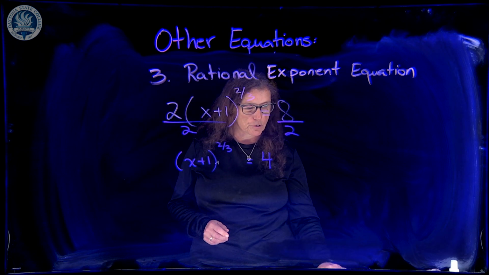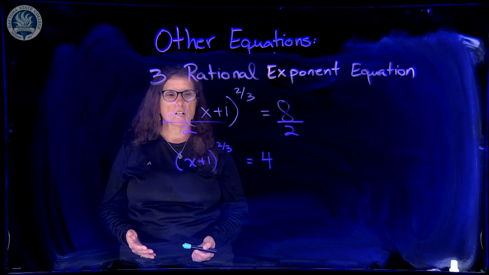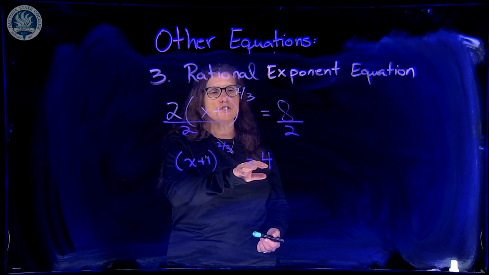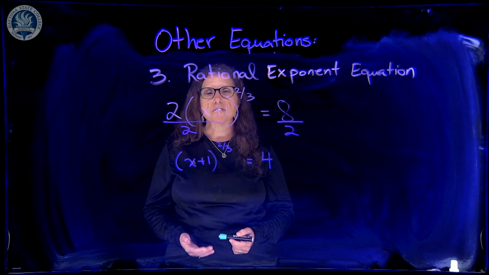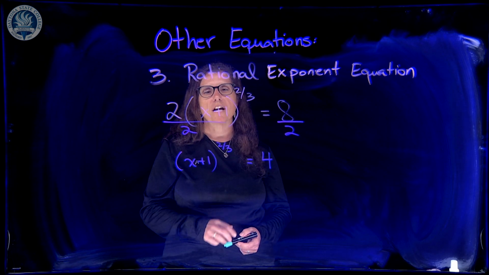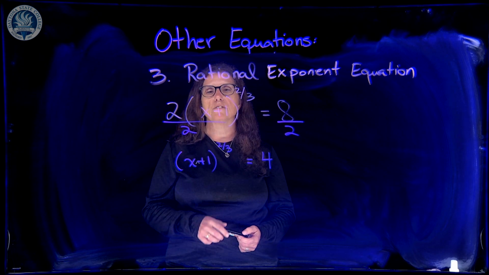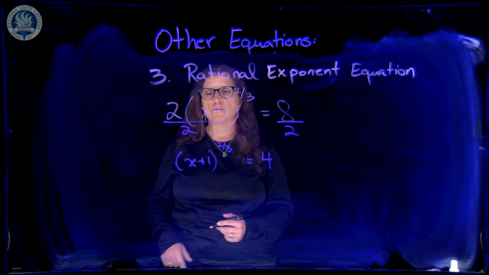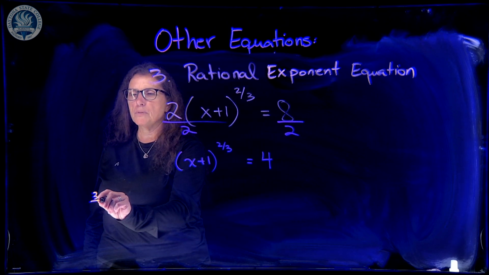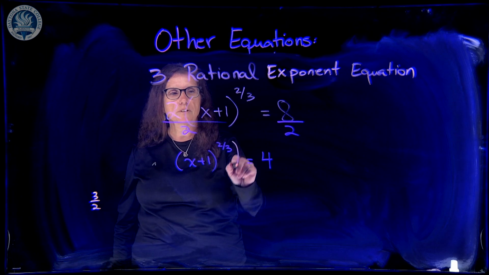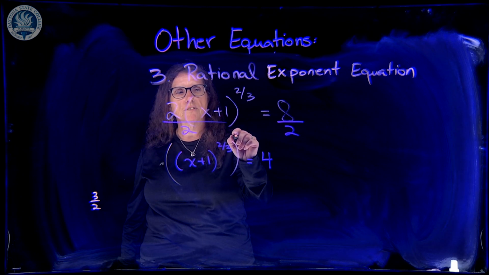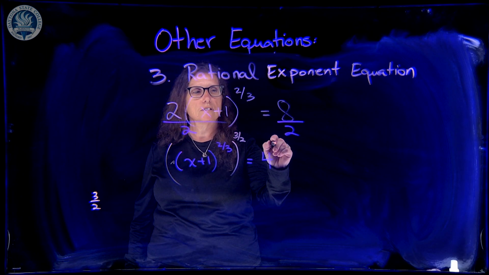And one way to do so is to raise each side by the reciprocal of the rational exponent. So if your rational exponent is 2/3, your reciprocal would be 3/2. So we're going to raise both sides to the 3/2 power.